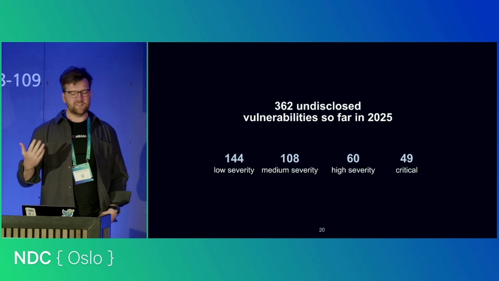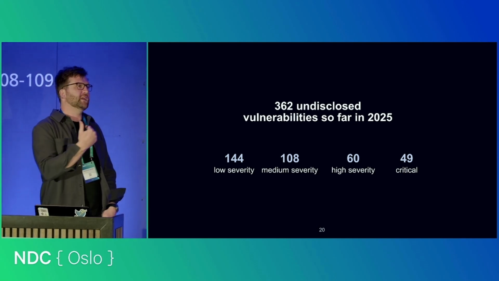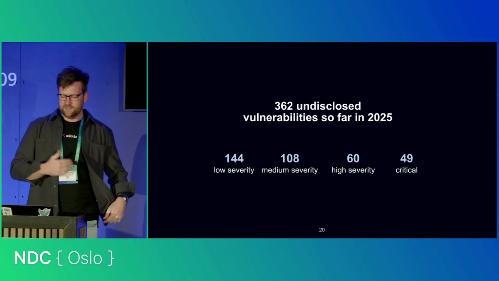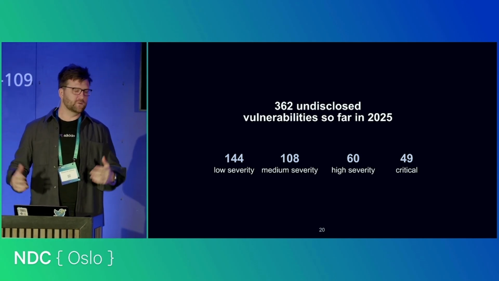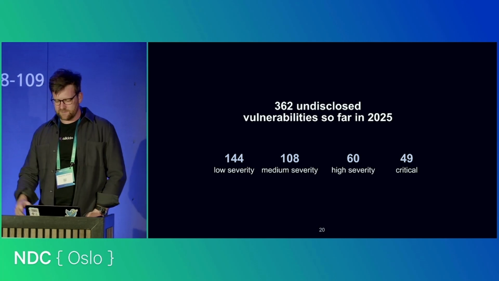And this year, we've increased it. We've already found 362 so far, which is a lot more than what we had found at this point last year. This is due to the models obviously being improved over time, but also a lot of critical vulnerabilities now being found in them.